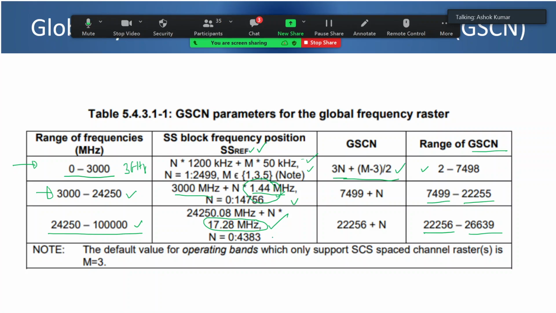So why is the step size higher? Because otherwise devices will take much longer to synchronize. So the higher the band, the higher the step size they have designed. And it goes up to 26639 in terms of global synchronization channel number. Let me first show you the calculation for this, and then I'll come back to this particular table.